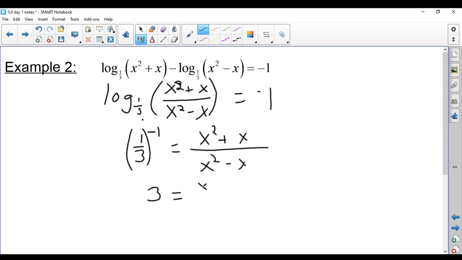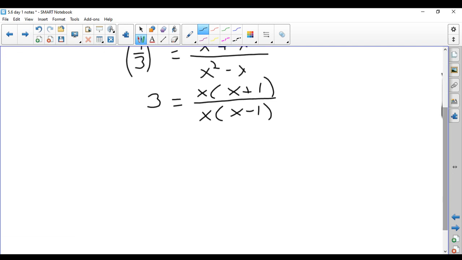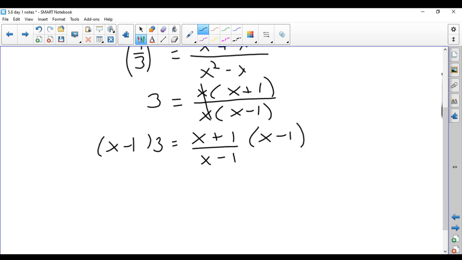And over on this, I'm going to see if I can simplify. I'm going to factor the numerator and factor the denominator. And I can simplify and cancel out those x's. So now I have 3 equals x plus 1 over x minus 1. I'm going to multiply both sides by the denominator, and distribute the 3. Over here, the x minus 1's cancel.